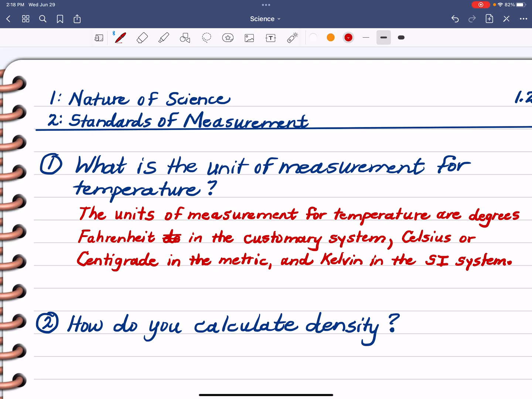So let's read this again. It says the units of measurement for temperature are degrees Fahrenheit in the customary system, Celsius or centigrade in the metric, and I should have put the word system there, and degrees Kelvin in the SI system. So it depends entirely on the system you're using. This particular book talks about the SI, so I think the answer they're looking for is Kelvin, but we need to be sure that we completely answer the question.